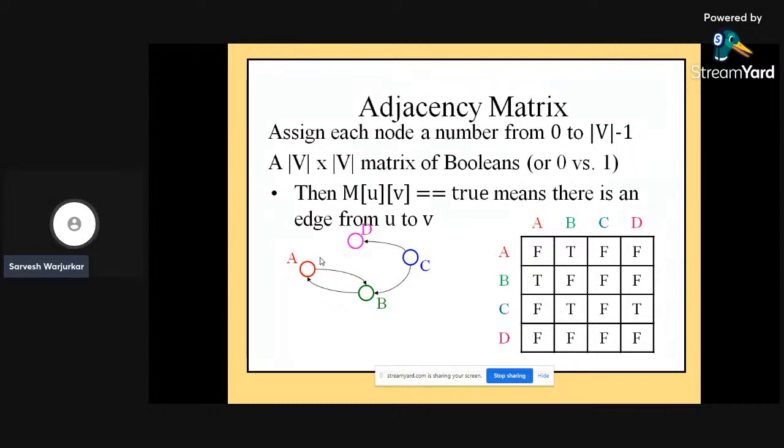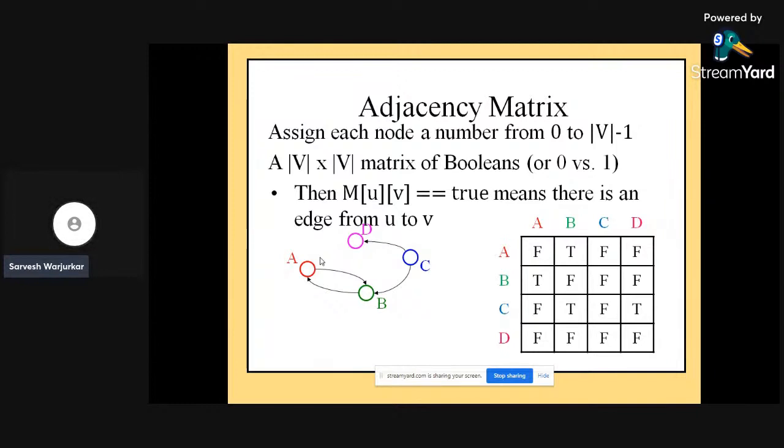It looks like this: row and column wise I have mentioned A, B, C, D, the four nodes, and the columns are again A, B, C, D. So A to A, there is no edge, so I have mentioned F in the adjacency matrix. A to B, an edge is there, so I have mentioned T.